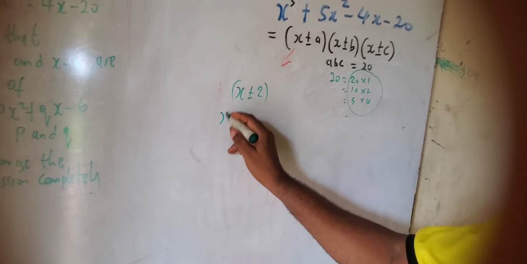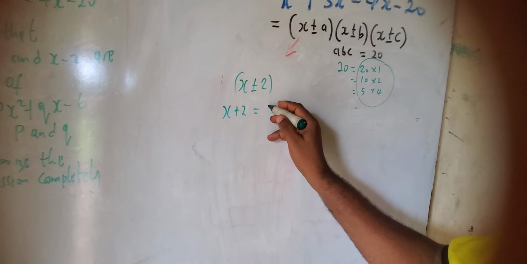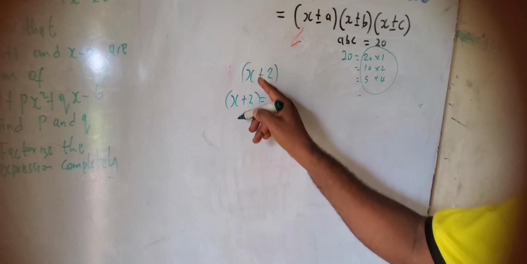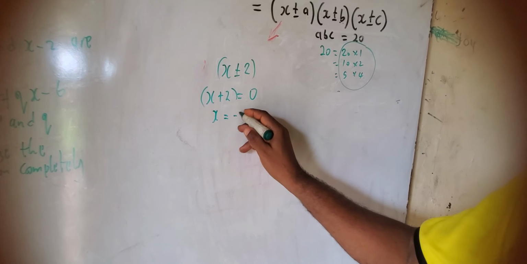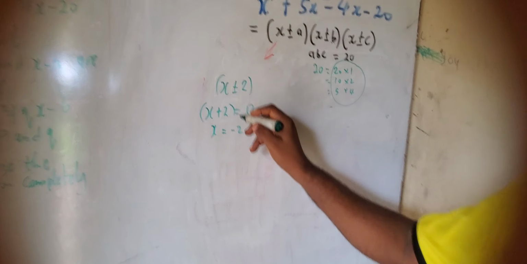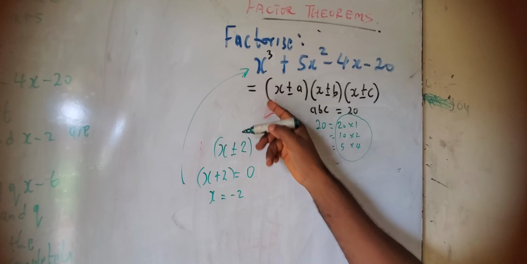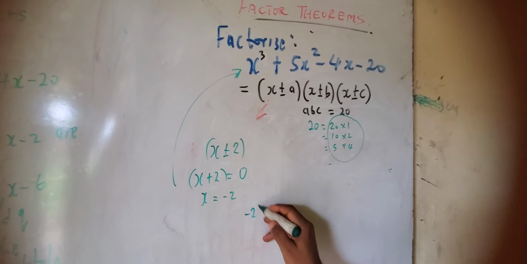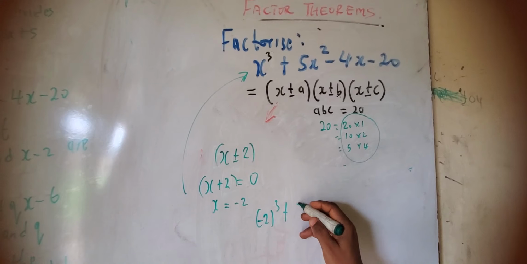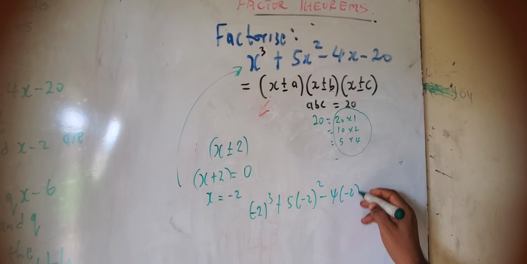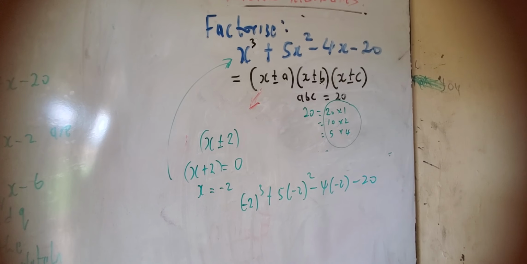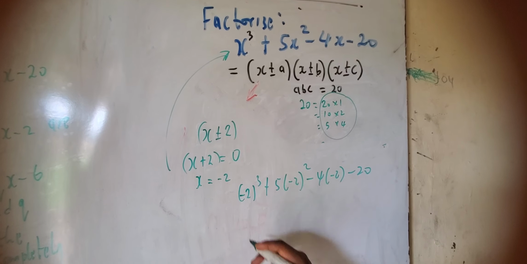Now let me pick x plus 2. Let me set it to 0. I'm picking this factor, so carry plus 2 here. We have x is equal to minus 2. So we test minus 2 in the given polynomial. So we have minus 2 raised to power 3 plus 5 times minus 2 raised to power 2 minus 4 brackets minus 2 minus 20. So minus 2 raised to power 3 will give me minus 8.